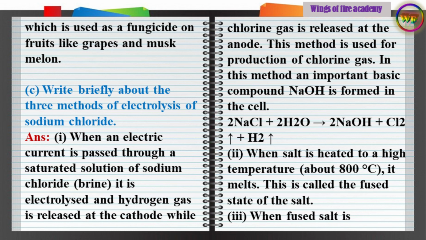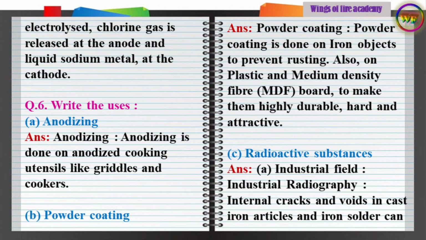2. When salt is heated to a high temperature, about 800 degrees Celsius, it melts. This is called the fused state of the salt. 3. When fused salt is electrolyzed, chlorine gas is released at the anode and liquid sodium metal at the cathode.